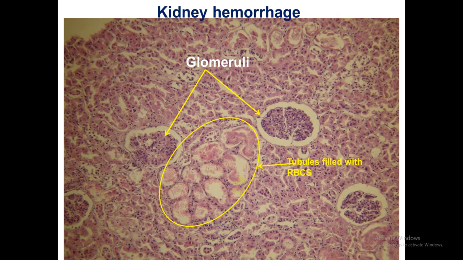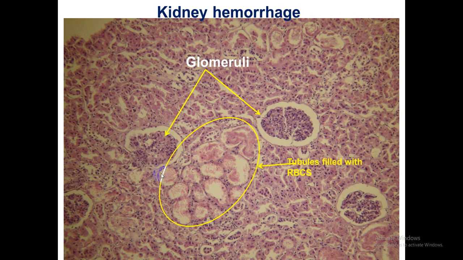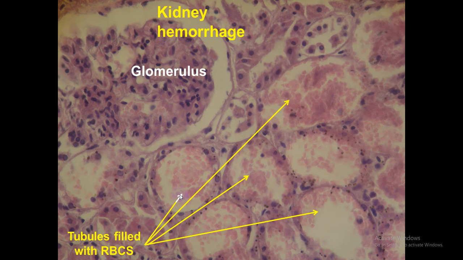Here is another example, renal or kidney hemorrhage or bleeding, characterized by the presence of whole blood in the renal tubules, as we see here, and on high magnification the presence of blood and RBCs in the renal tubules appears clear. This is a typical example of kidney hemorrhage.